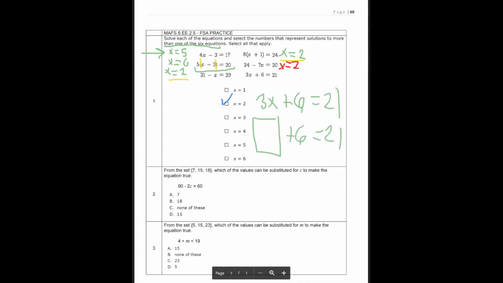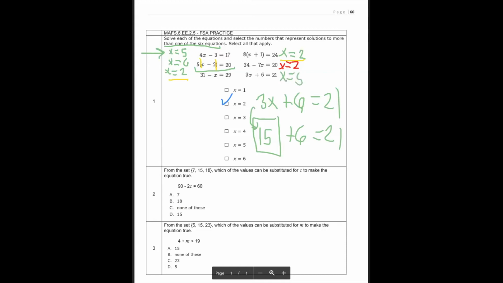So what number, well, box plus 6 is 21. So what number plus 6 will give you 21? 15. Yes, 15. And like you said, it is 5 because 3 times 5 gives you 15 over here. So the answer to this one is 5.